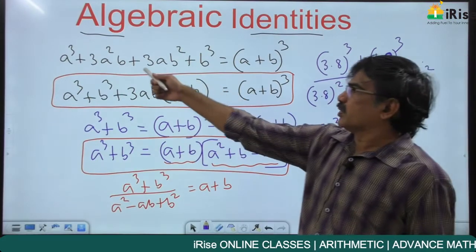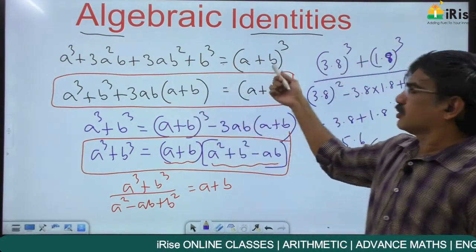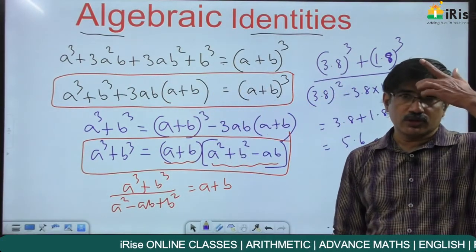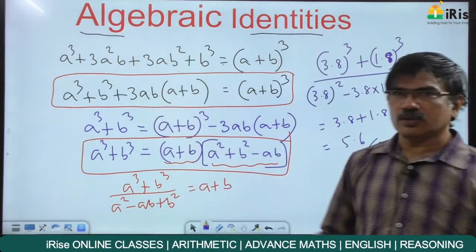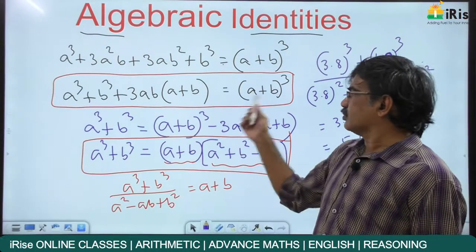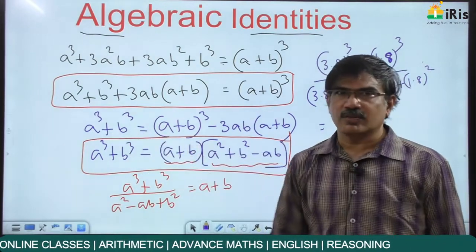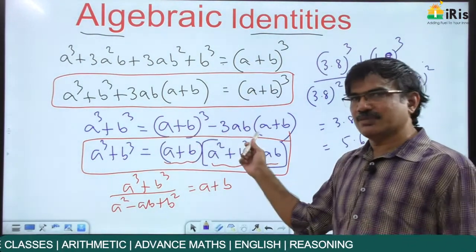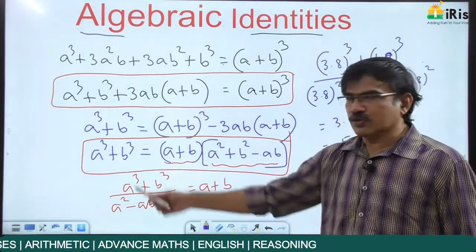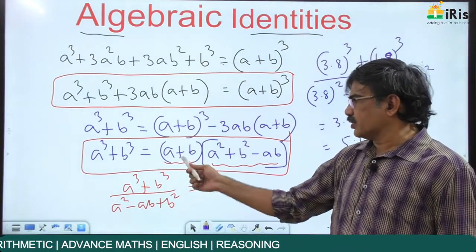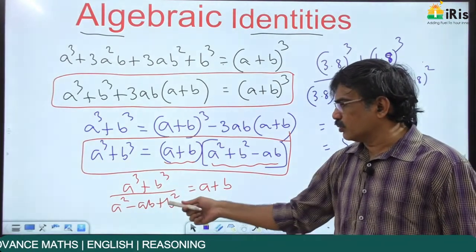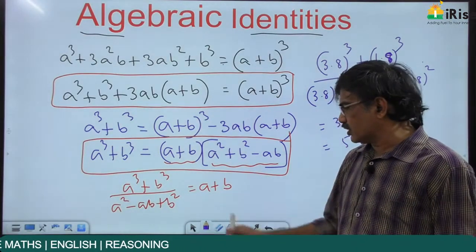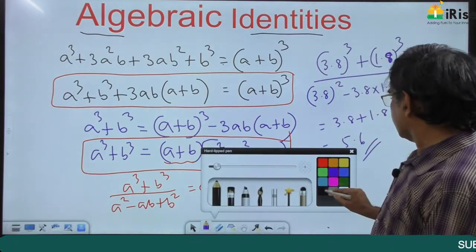So a cube plus 3a square b plus 3ab square plus b cube is equal to a plus b whole cube. And a cube plus b cube plus 3ab into a plus b is also a plus b whole cube. From this, the a cube plus b cube formula is a plus b whole cube minus 3ab into a plus b. And one more formula for a cube plus b cube is a plus b into a square minus ab plus b square. And a cube plus b cube divided by a square minus ab plus b square is equal to a plus b.